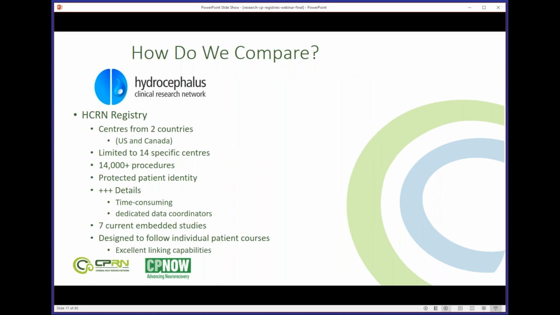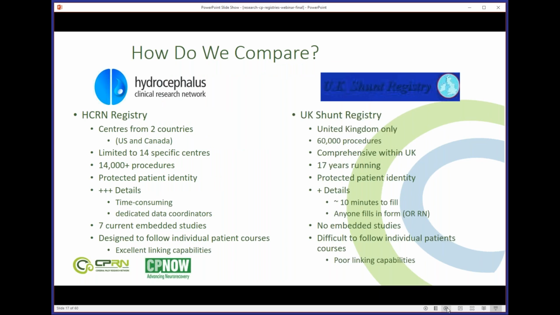All right, so there are two major hydrocephalus registries in the world: ours, and I'll compare and contrast, and the UK shunt registry. The UK shunt registry is all patients that get shunts in the UK, so it's a population-based sample, versus ours, which is more of a sample. We represent two countries, 14 centers, as I mentioned.